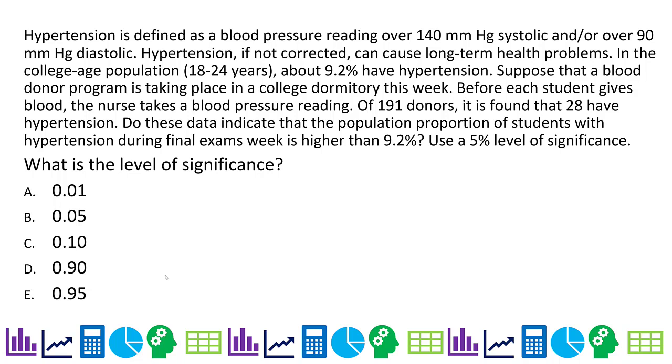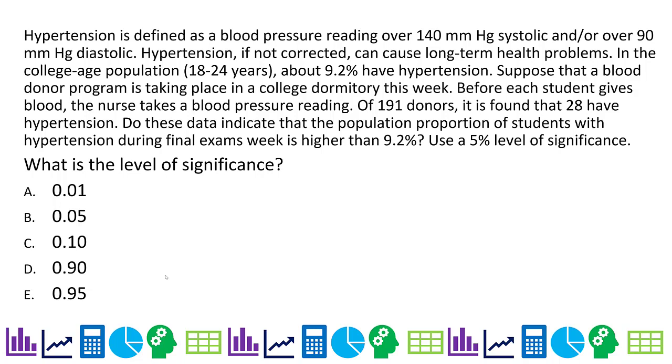Suppose that a blood donor program is taking place in a college dormitory this week. Before each student gives blood, the nurse takes a blood pressure reading. Of 191 donors, it is found that 28 have hypertension. Do these data indicate that the population proportion of students with hypertension during final exams week is higher than 9.2%? And we're going to use a 5% level of significance.